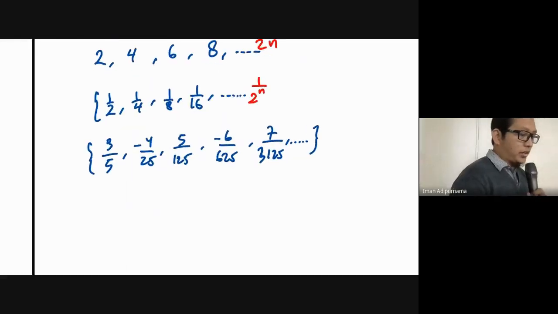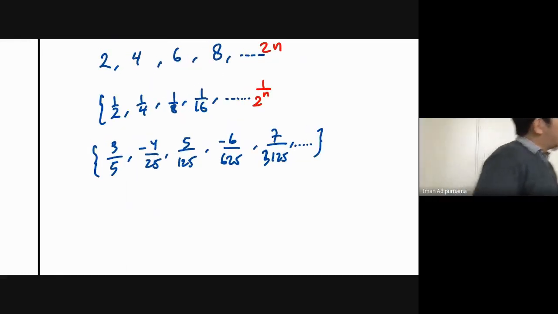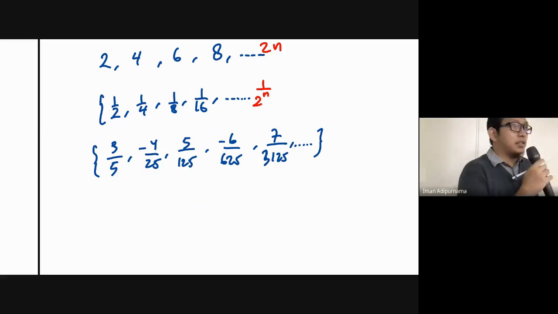you can write like this also. You can see that it has specific patterns. The bottom one is from 5 squared, 5 cubed, and so on. But the top one is from 3, but then it becomes negative 4, 5, -6, 7, right? And I hope you can find the formula.